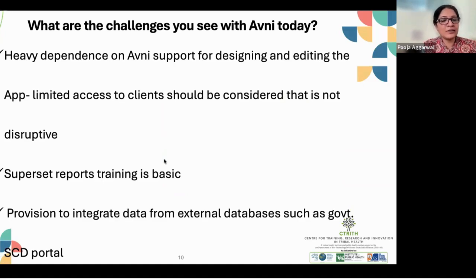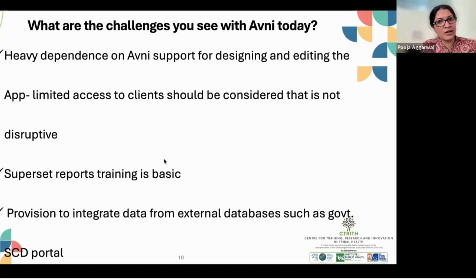So what are the challenges Avni is facing today? This is my personal experience, and I would like to see it improved in the next year. We are heavily dependent on Avni support for designing and editing the app. Even if it is a small spelling mistake or a small feature to be added, we are heavily dependent on the L2 support. Limited access is given to the clients, which is for a good reason, that it should not break the code or programming, which I understand is a very valid reason.